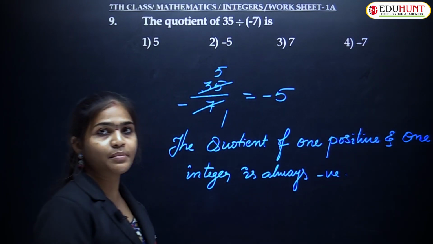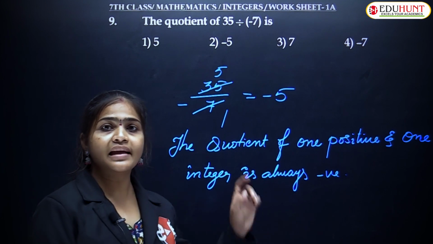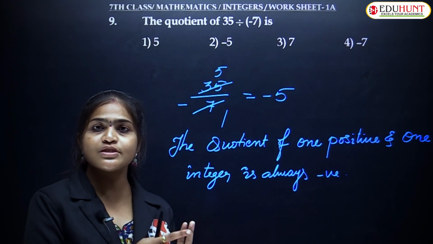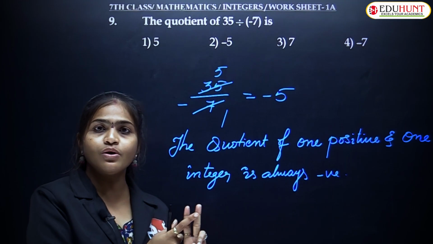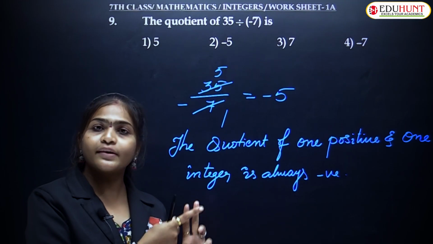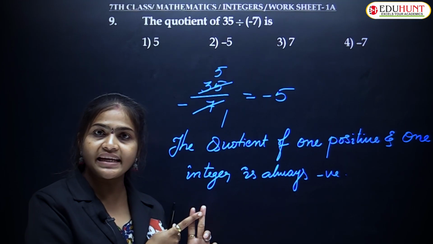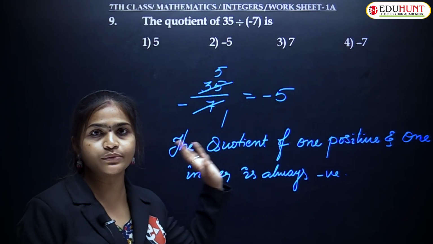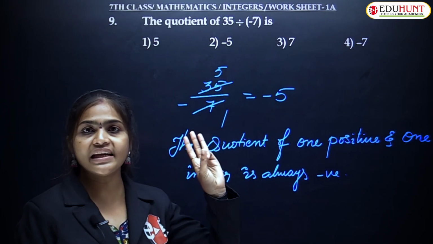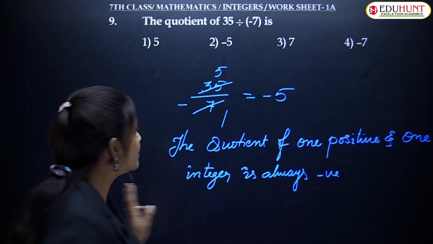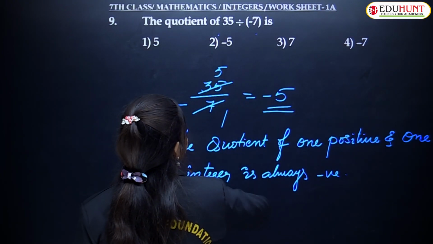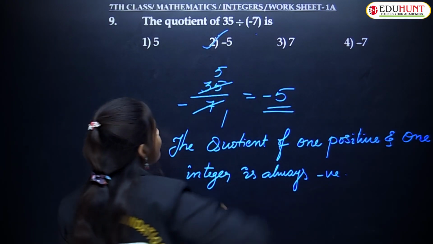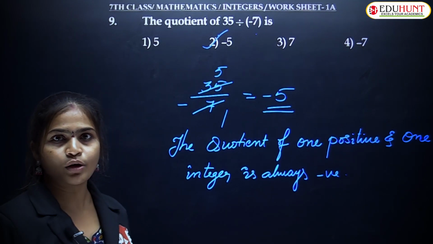Okay, and we have some other conditions also. What are those? The quotient of two positive integers is always positive, and in the same way the quotient of two negative integers is also always positive, and the quotient of one positive and one negative is always negative. So related to quotient we have three points. So here the quotient of one positive and one negative is always negative. Which option is correct? Minus 5 is correct. Okay children.